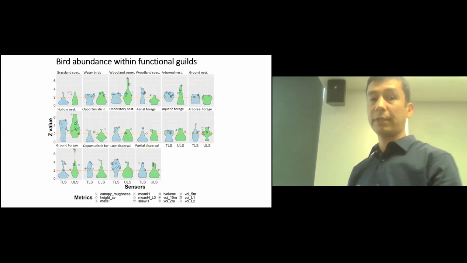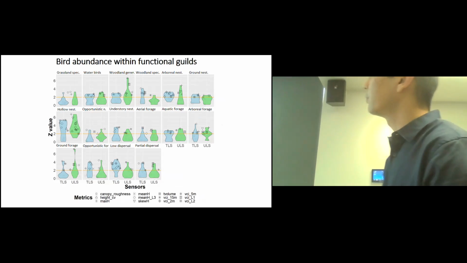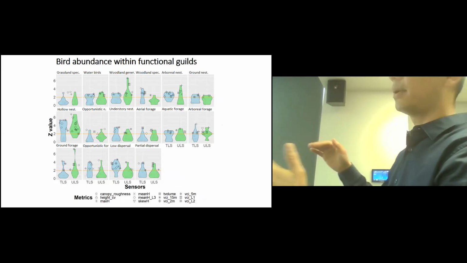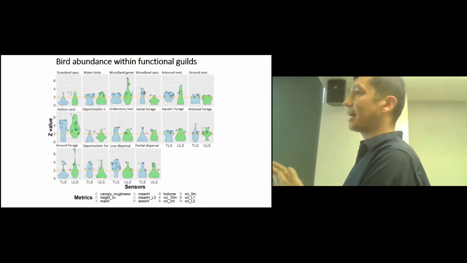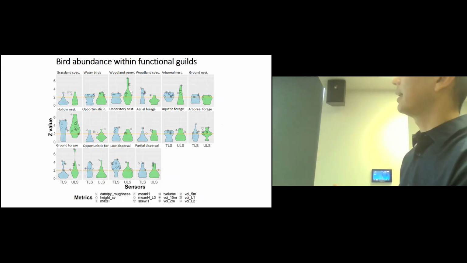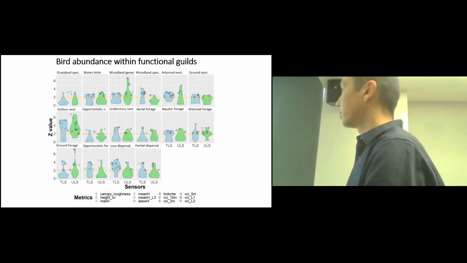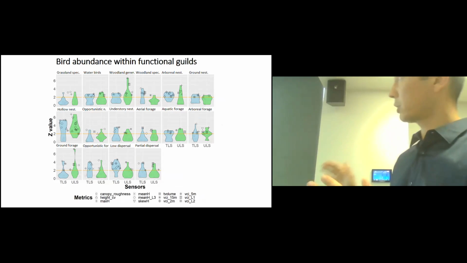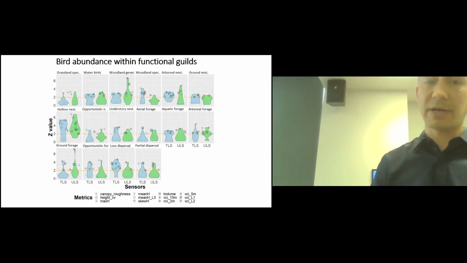We also modeled the bird abundance within functional groups or guilds. We first grouped birds based on different habitat classes like grassland and woodland, and nesting, and also foraging guilds and some dispersion guilds. As you can see, all of the guilds responded to one or more structural variables.